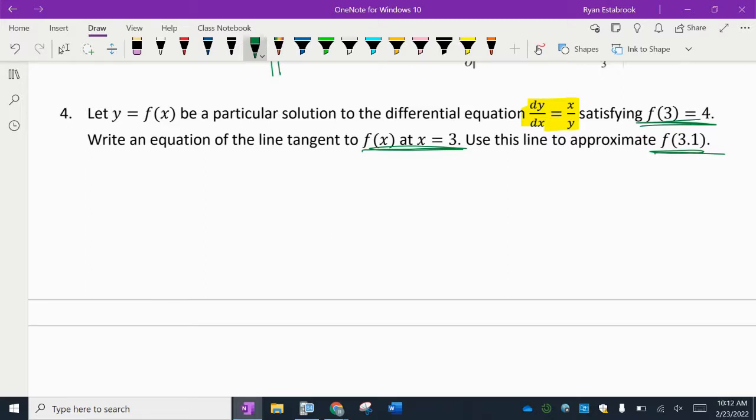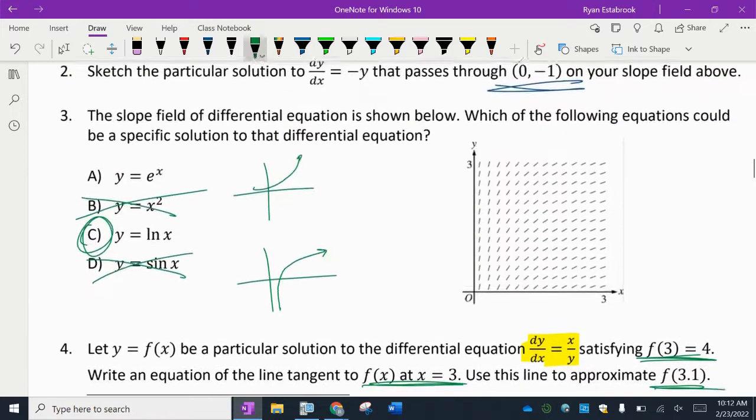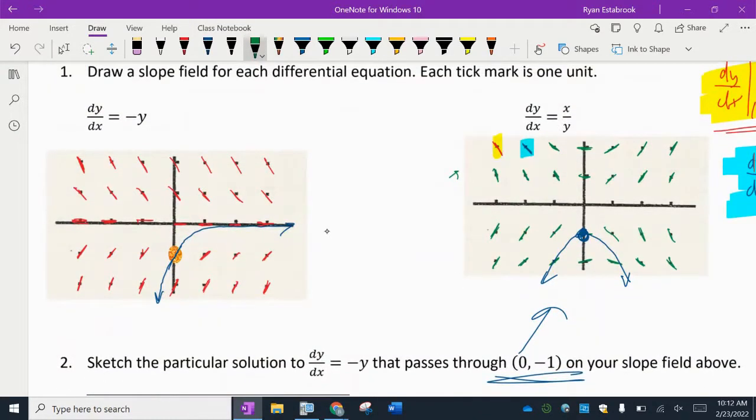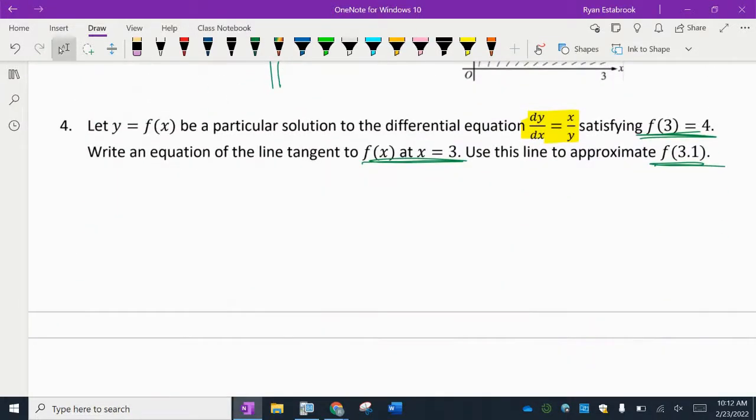I could draw a slope field for this. Good news is, I just did it up here. dy dx is equal to x over y. That's the same thing that we're looking at down here. Does that slope field help me necessarily? I don't know. Not necessarily. I don't really think so. But whatever the graph looks like, I want to get a tangent line. I want to find the slope of this original curve right there.